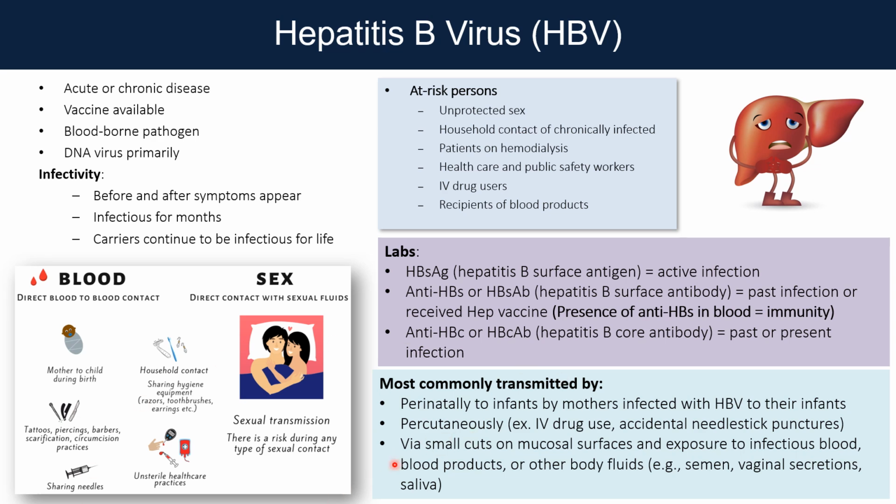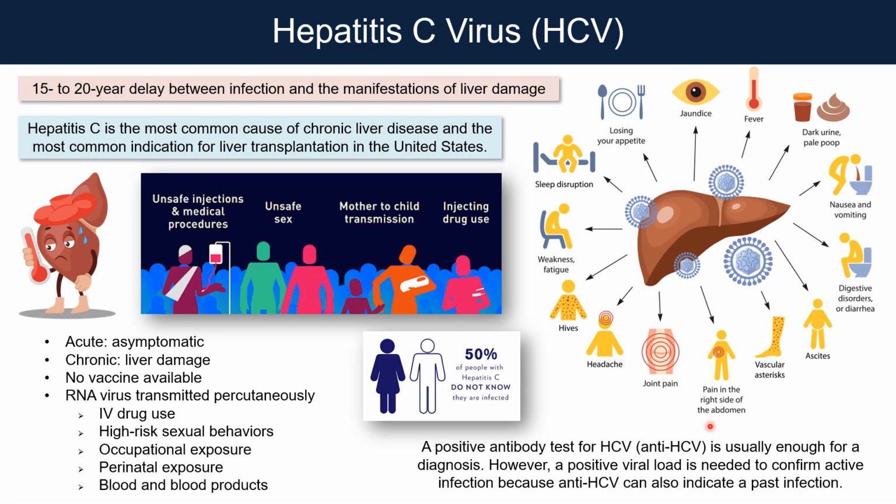Again, hepatitis B, standard precautions. Hepatitis C, now this is the one where we do not have a vaccine for, unfortunately. And there's a 15 to 20-year delay between infection and manifestations of liver damage. So you may have the infection and then the signs and symptoms go away, but it's brewing inside your body, and your liver is becoming damaged until you see the next clinical manifestations happen years later.